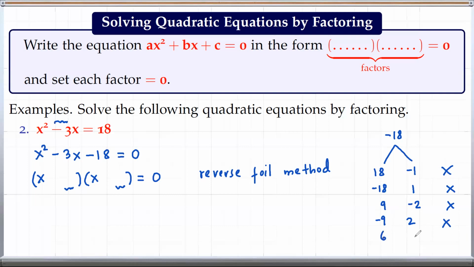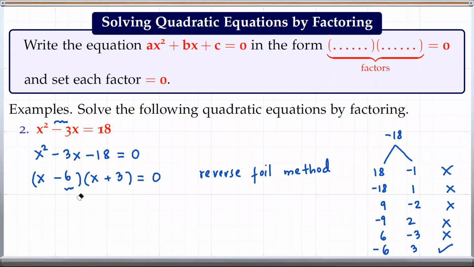Next one can be 6 times negative 3. Sum is 3. So that doesn't work. We need the sum to be negative 3. 6 minus 3 is 3. So that doesn't work. The next one is negative 6 times 3 is negative 18. Here the sum is negative 3. Negative 6 plus 3 is negative 3. So this one works. So we can put negative 6 over here and plus 3 over here. So we have the two factors.